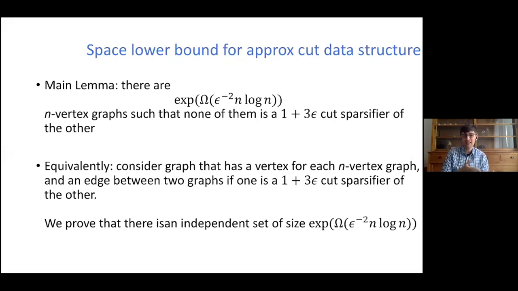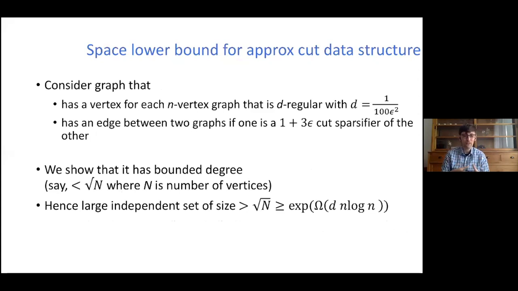So one way to argue that a graph has a large independent set is to argue it has bounded degree. So that's kind of what we do. We focus just on graphs that are regular of degree a little less than 1 over epsilon squared. And then we say that every graph of this type can share a data structure with not too many other graphs of this type. The number of d-regular graphs where d is a constant is roughly exponential in dn log n. And we're going to argue the degree is, say, like the square root of the number of vertices. So the independent set is also at least the square root of the number of vertices. So that's the lower bound.